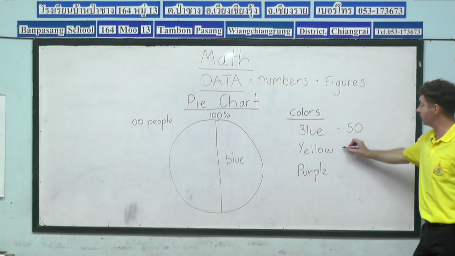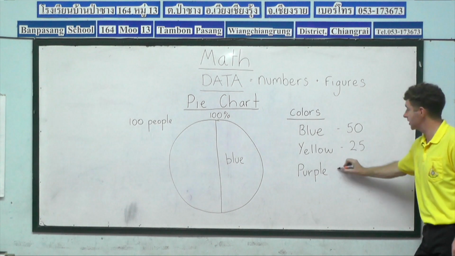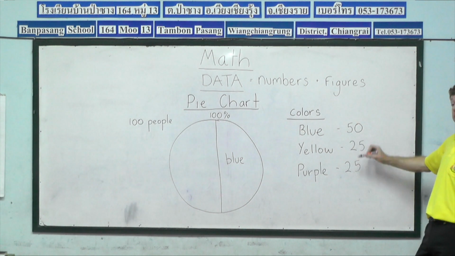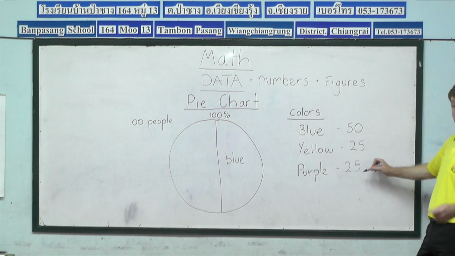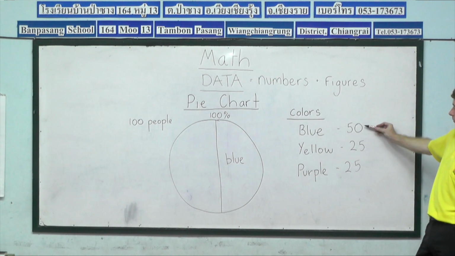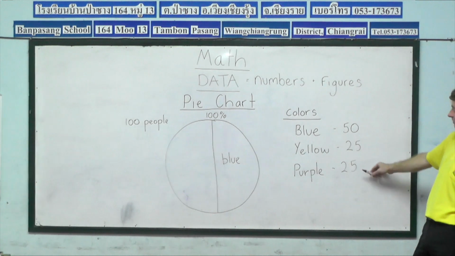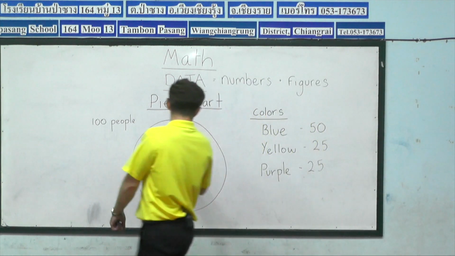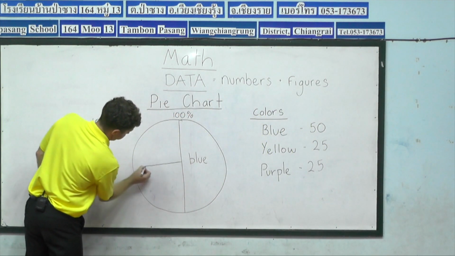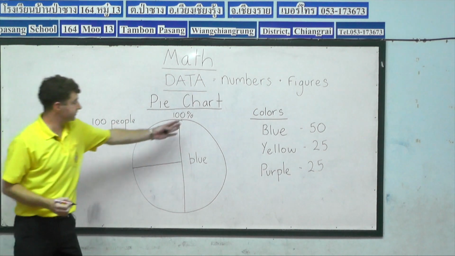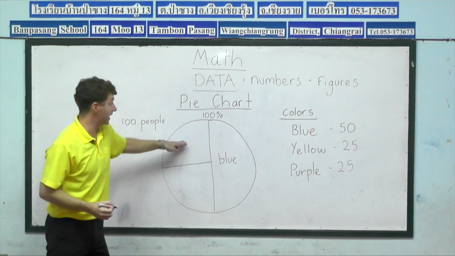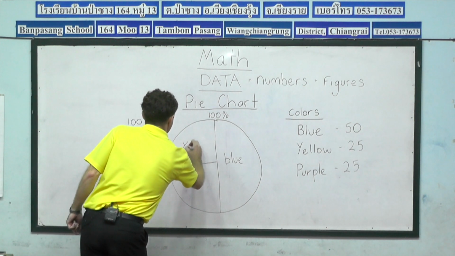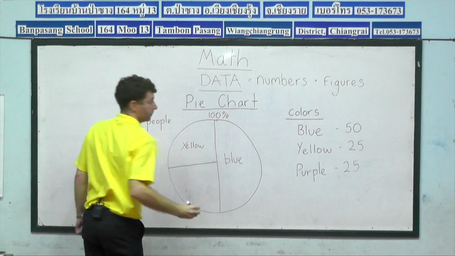But how about if 25 people each like purple and yellow? 50 plus 25 plus 25 equals how much? 100. So we've got our 100%, but blue is half the pie. How much is 25 and 25? Yes. So what we need to do with the other half, we will divide into 2 quarters. Because this is 50, 1/2 of the pie, so the next segments are 25 and 25. Yellow. Purple.